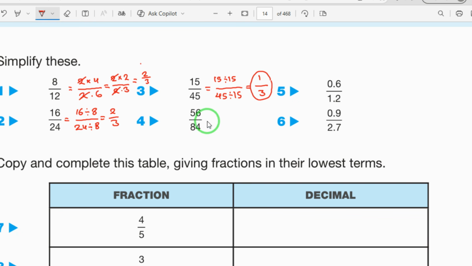Come to question number 4. Here we have 56 over 84. We can divide both numerator and denominator by a common factor. Both the numbers are divisible by 4.